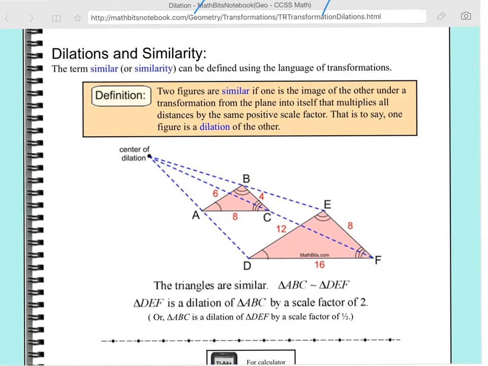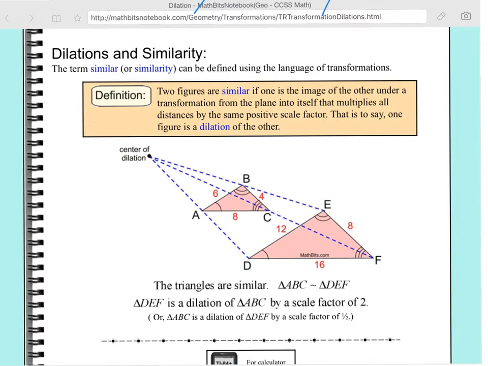Dilations and similarity. Remember, we did congruent and similar triangles. So two figures are similar if one is the image of the other under a transformation from the plane into itself that multiplies all distances by the same positive scale factor. That is to say, one figure is a dilation of the other. So if you remember, when we did similar triangles, all these angles are the same, but the lines are ratios of each other.